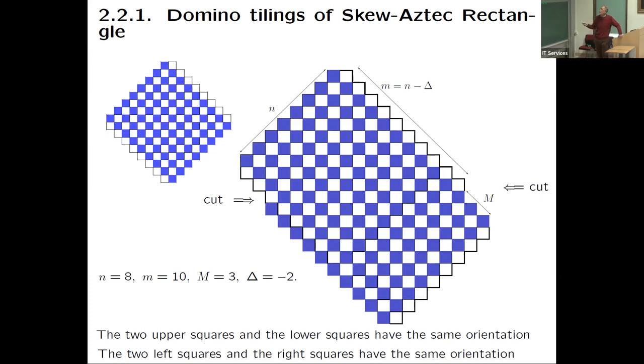Namely, you have M, which is from the top to the place where the cut appears, and then M is the second half, you might say. And you put the cuts symmetric with regard to each other. You don't need to, but it only makes it more complicated. In this case, n is equal to 8, so you count 1, 2, 3, up to 8 here. The m you count 10, and then the capital M is 3 here, etc. And the delta is equal to n minus m, which in this case is minus 2.